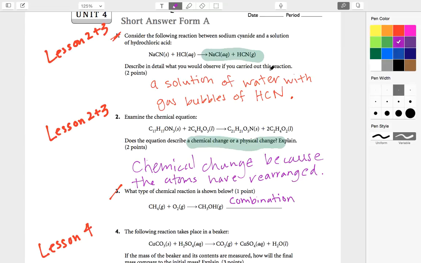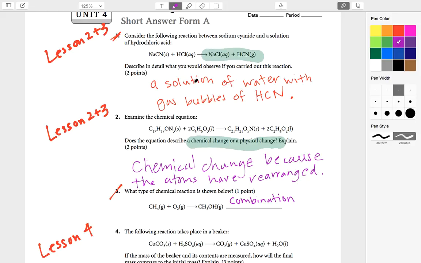Anyways, so here it says, consider the following reaction between sodium cyanide and a solution of hydrochloric acid. So I'm looking at this reaction, and then it says, describe in detail what you would observe if you carried out this reaction. So if I carried out this reaction, the only thing I'm really looking at is the product side. Anything where it says you did the reaction and you're recording the observations, you're just looking at the products.